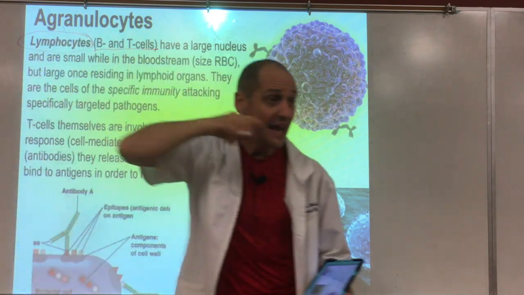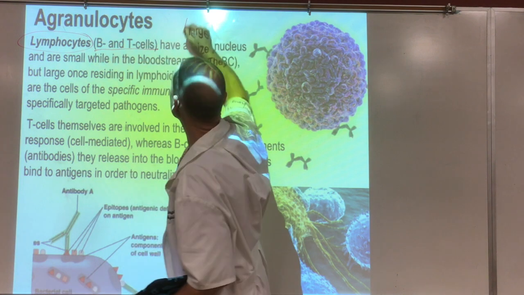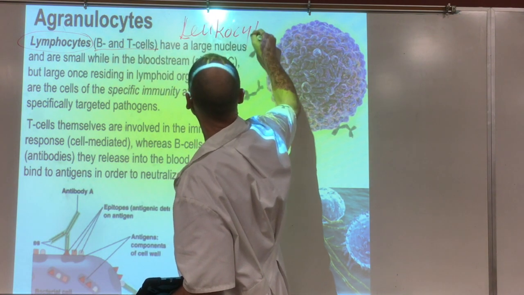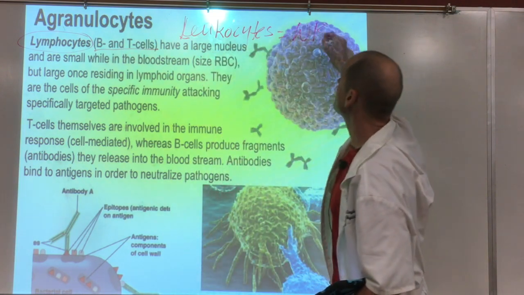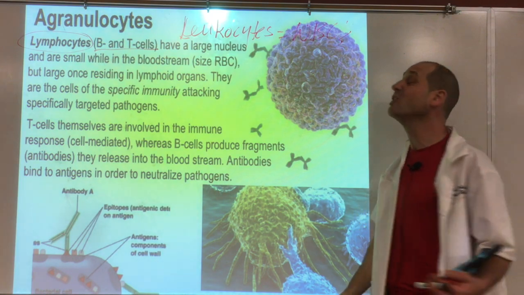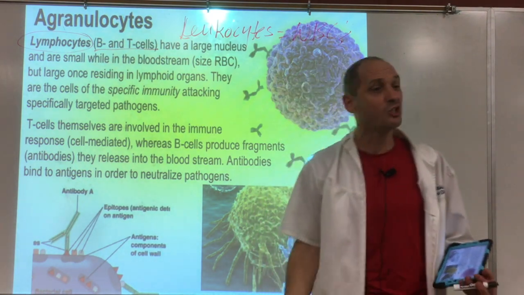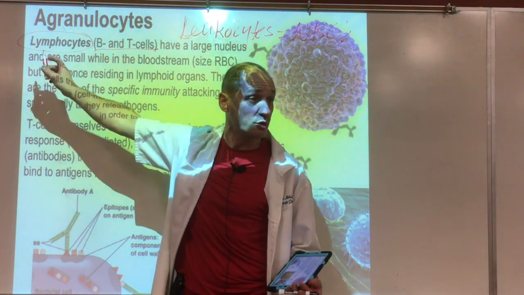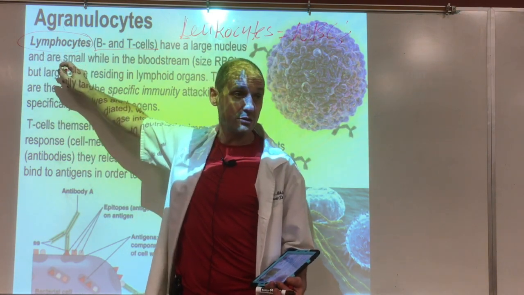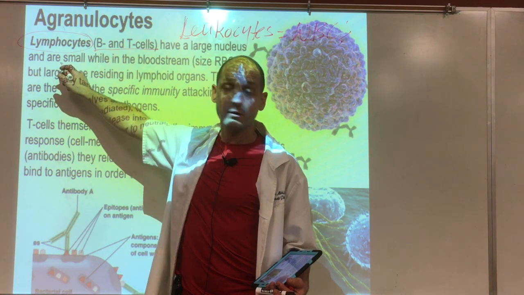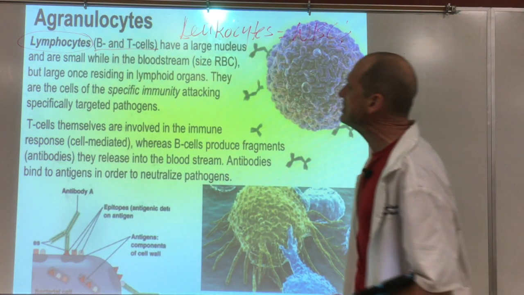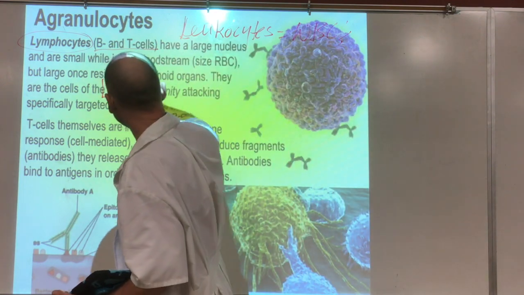So here you got to be careful. You have leukocytes, and those are white blood cells. Leukocyte. And then you have lymphocytes, because they sit in the lymph nodes. Well, not all of them, but some of them. And that's B and T cells. So those are the ones associated with a specific immunity.